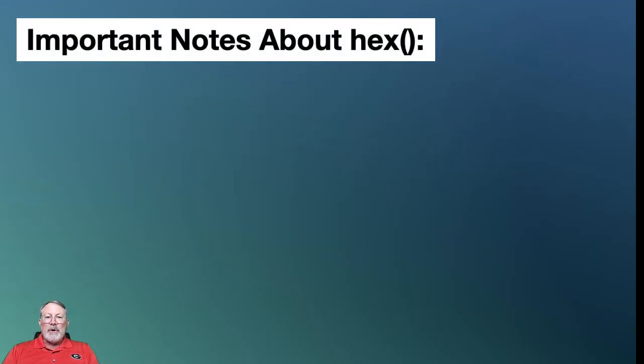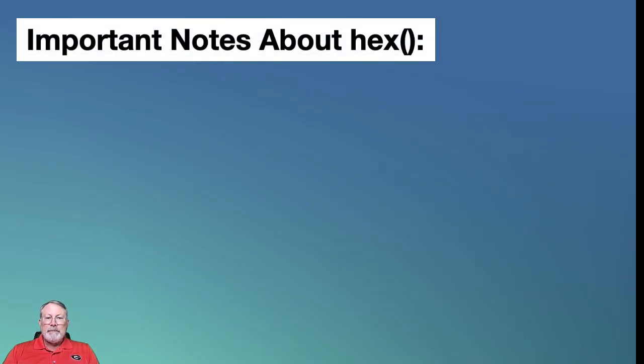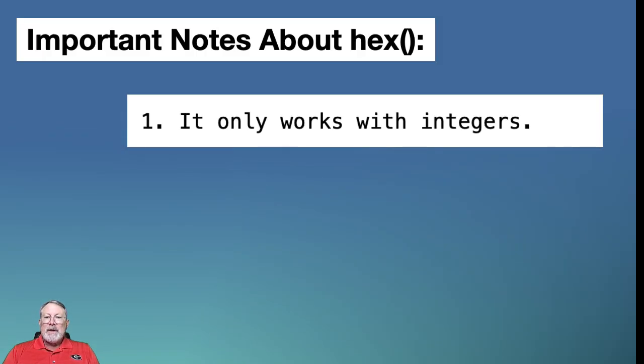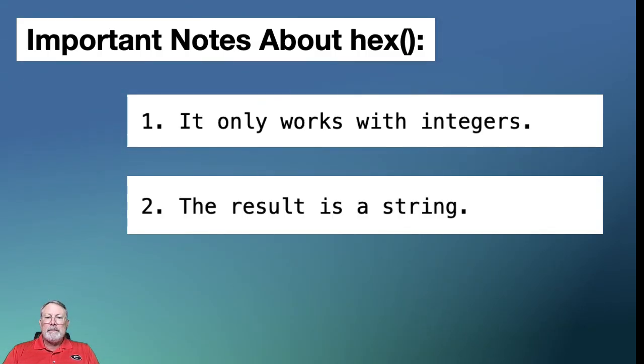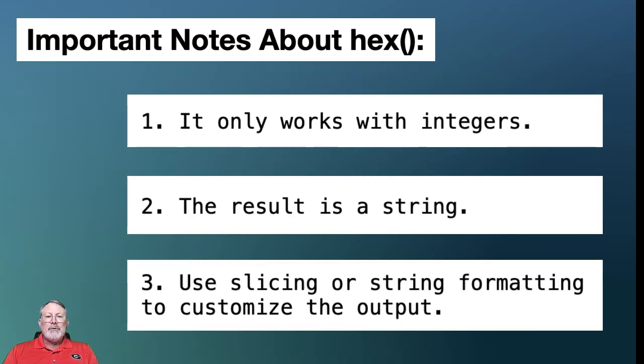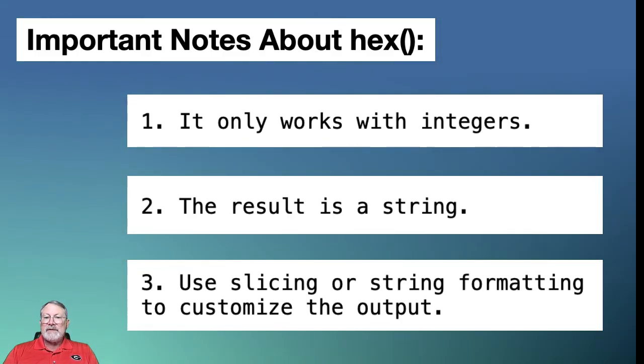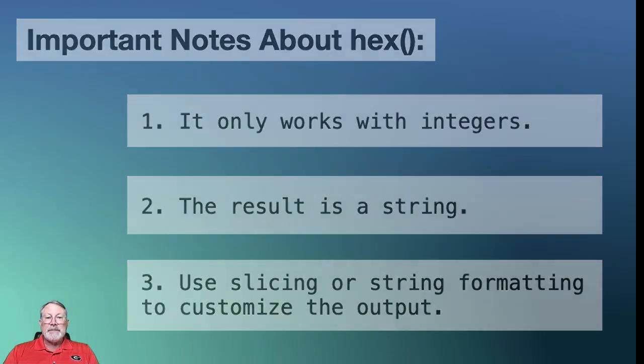Here are some important points to remember about the hex function. It only works with integers. If you need to convert floats, consider alternative methods. The result is a string. You can't perform arithmetic directly with the output. Use slicing or string formatting to customize the output as needed.